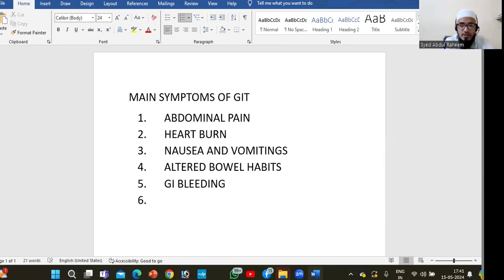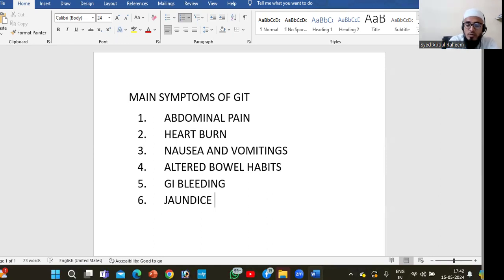Another important symptom is jaundice. We also call it obstructive jaundice. It may be due to gallbladder issues or liver issues. It clearly shows a problem primarily in the liver, secondarily the gallbladder, and maybe the pancreas also. So we have to examine that. This is very, very important.